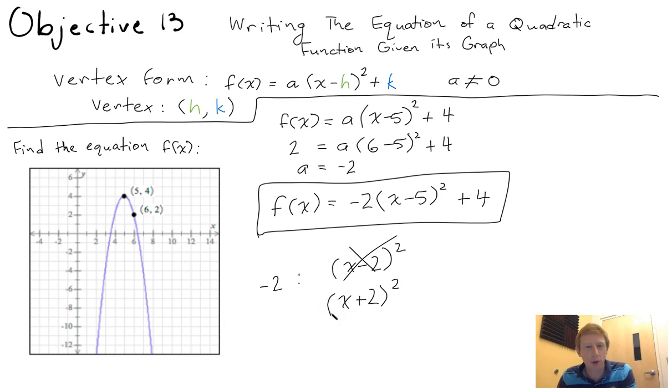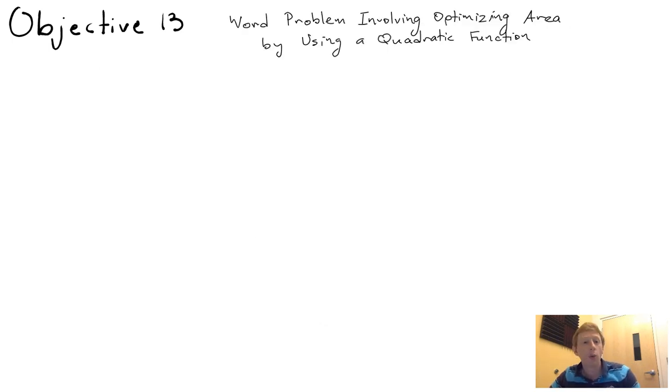The next topic we will go over is a word problem involving optimizing area by using a quadratic function. With this topic, you will be given a word problem describing a scenario in which you need to find dimensions of a certain shape to find the maximum area of the shape with a known perimeter. You can represent the sides of the shape with variables, and then you can build equations with these variables. In this topic, the equation you will be making will be a quadratic equation. Let's look at an example.